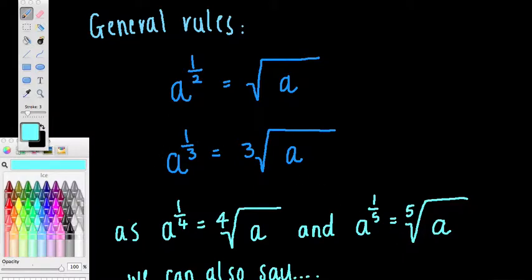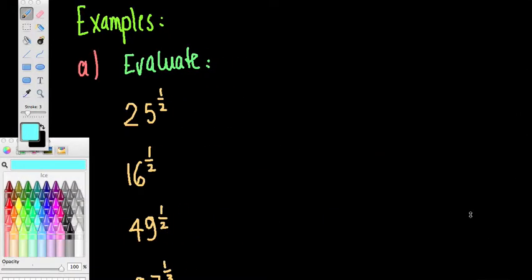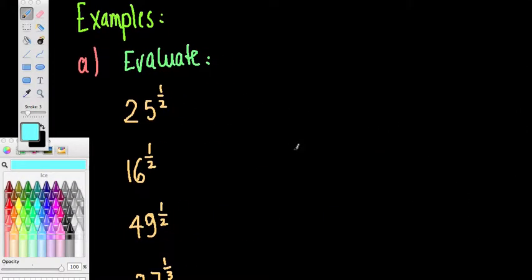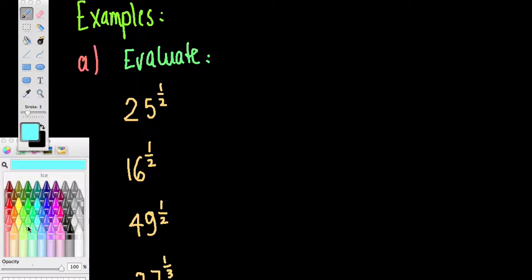Okay, let's look at some examples. How will we actually work around this? How will we use it in our maths? Let's look at this first one, evaluate. So that means find the answer. What is the actual numerical answer to this sum here? 25 to the power of a half. So we can convert that straight away. If you see that to the power of a half, it means the square root. The square root of 25 is 5.